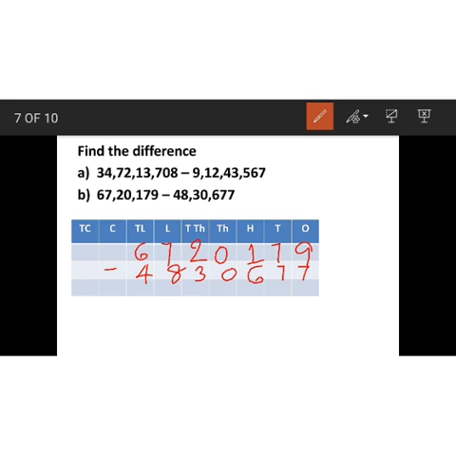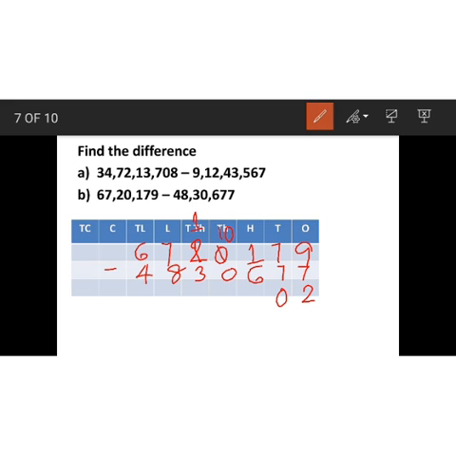9 minus 7, we'll get the answer as 2. 7 minus 7, it will be 0. 1 minus 6, so we can borrow from the left. Here it is 0, so we'll move to the left. So from 2, we are reducing 1. We'll get the answer as 1 here. And it will be 10 here.